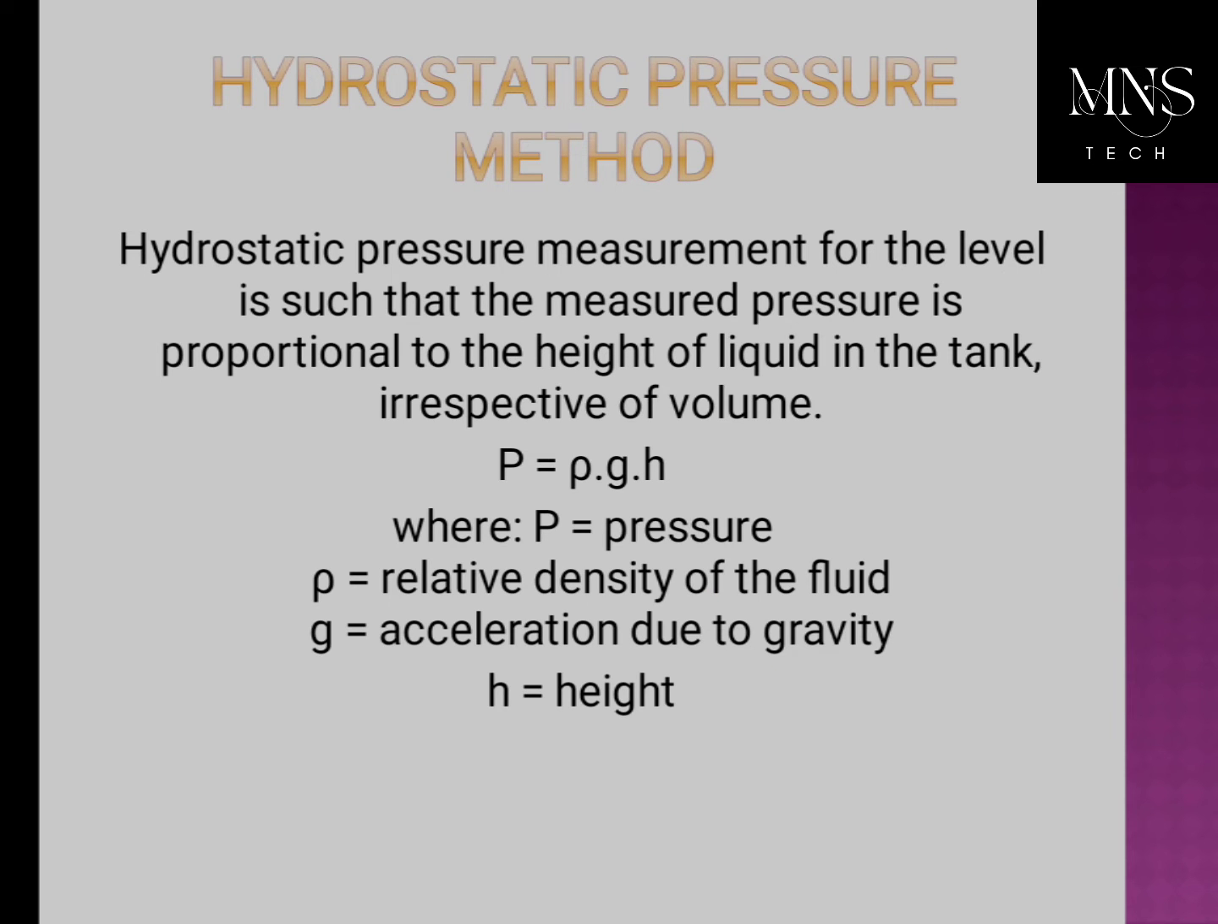Hydrostatic pressure method. Hydrostatic pressure measurement for the level is such that the measured pressure is proportional to the height of liquid in the tank, irrespective of volume. P = ρgh, where P is pressure, ρ is relative density of the fluid, g is acceleration due to gravity, and h is height.